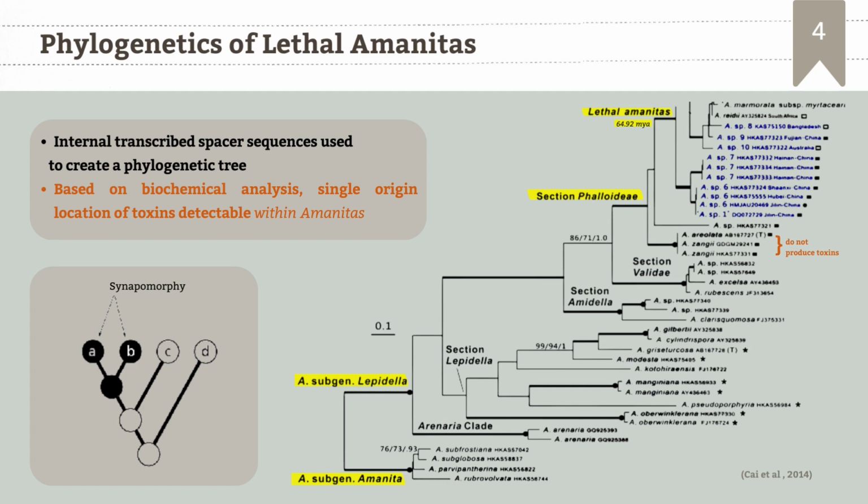A bit of the phylogenetics on these amanitas. Using internal transcribed spacer sequences, scientists were able to create a phylogenetic tree, and in doing so, they were able to find a single origin location of the toxins within the genus. It's interesting, though, that 3 of the members within this section do not produce the toxins. And it seems to be that that's where the emergence of the toxins really happened.